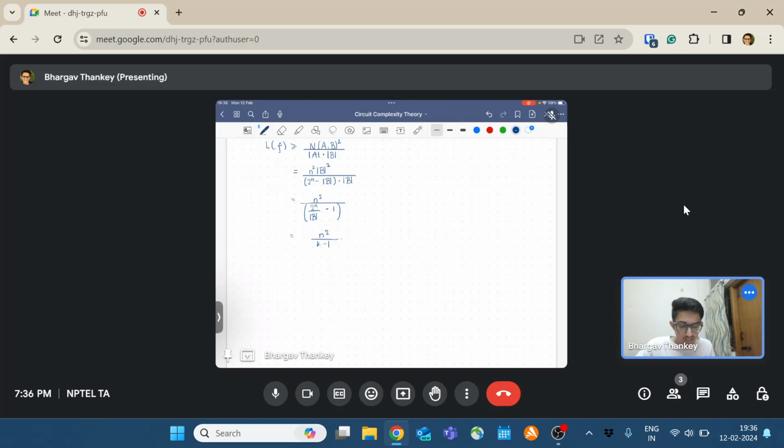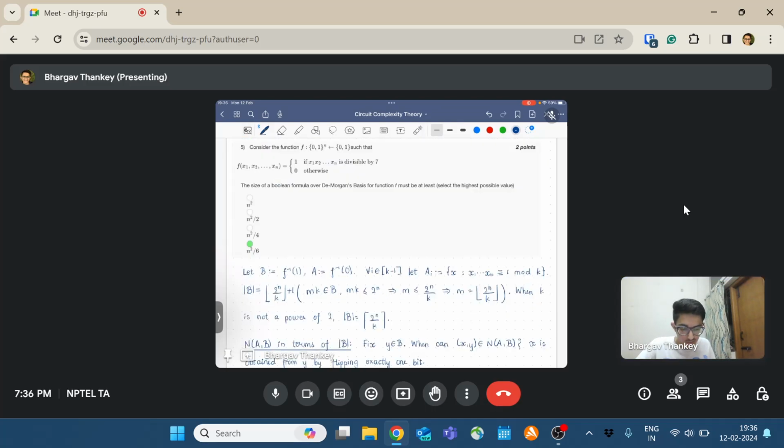Yes. But look at the question. The question is asking us what is the best you can get, right? All we have shown is that n square over k minus 1 is possible. But we also need to argue that something better is not possible, right? So we have to choose the best from these options. So n square over k minus 1 is possible.